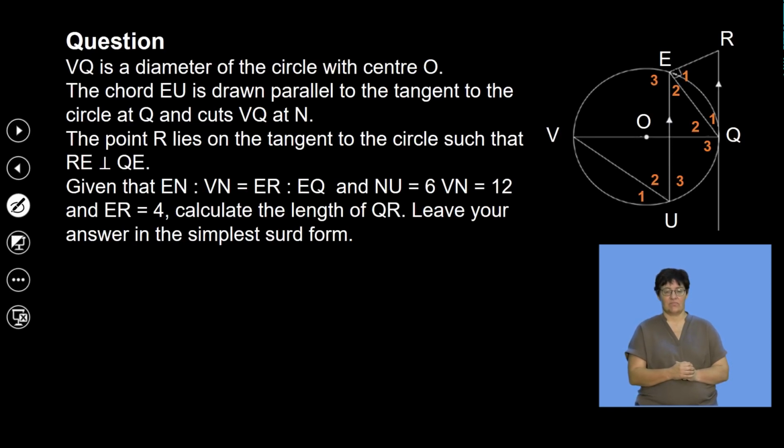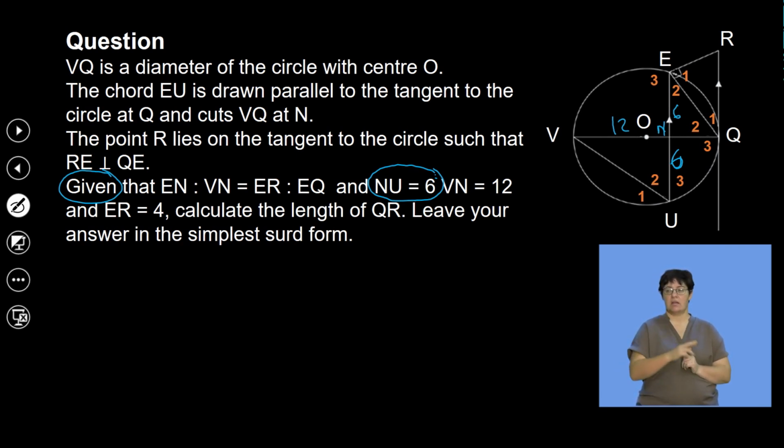Now, as soon as they start giving you some values, then it means they want you to find some answers in terms of numbers and not just the ratios like we've been doing, right? So I know that my NU is equal to 6 units. So NU is 6 units there, right? Remember N is at that point. And my VN is 12 units, so that's 12 units. And this will be 6 units as well. Remember, line drawn from center perpendicular to the chord.